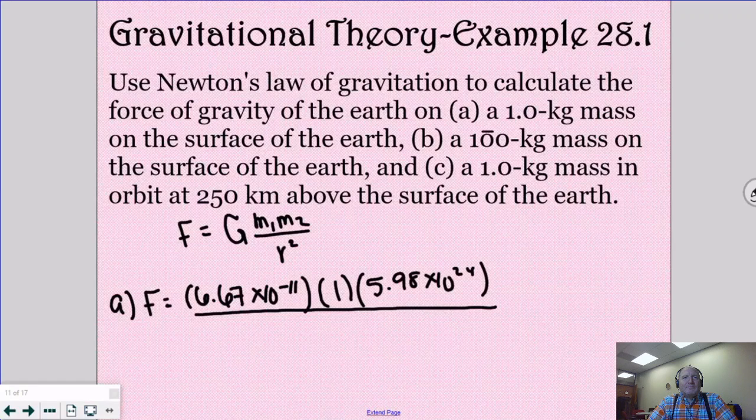the back of the book, the table, and the radius of the Earth, it tells you is 6.37 times 10 to the 6th. So we're going to square that. So now you've got to plug that into your calculator to get your answer.